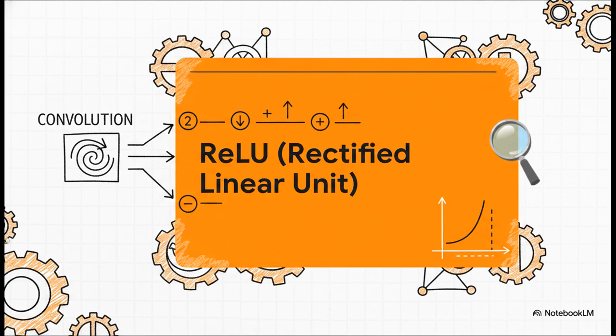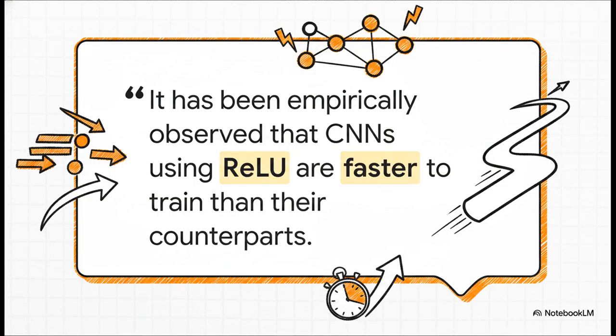So right after the convolution, the data gets passed through something called an activation function, and the one you'll see almost everywhere is ReLU. Its job sounds almost too simple. It just takes any negative number and turns it into a zero. That's it. But this one tiny step is absolutely crucial. It introduces something called nonlinearity, which is what lets the network learn really complex patterns instead of just simple straight lines. And this isn't just a theoretical thing, it has a massive practical benefit. It's been shown over and over that networks using ReLU just train faster. And when you're dealing with millions of images and huge models, faster training is a total game changer.